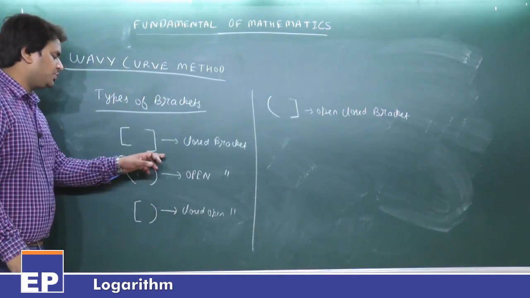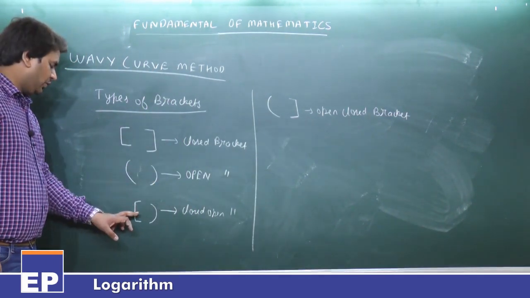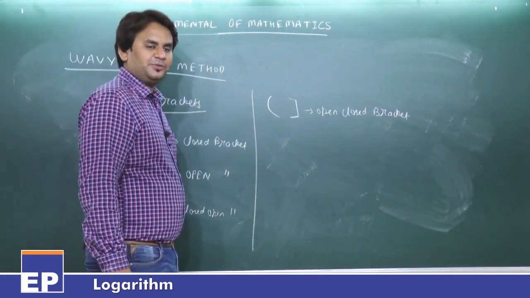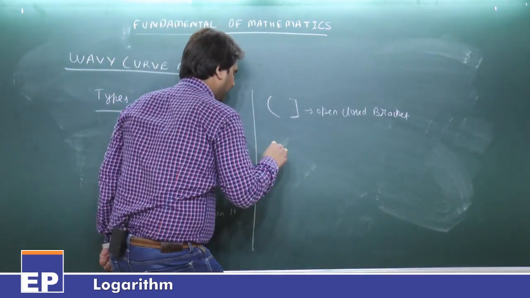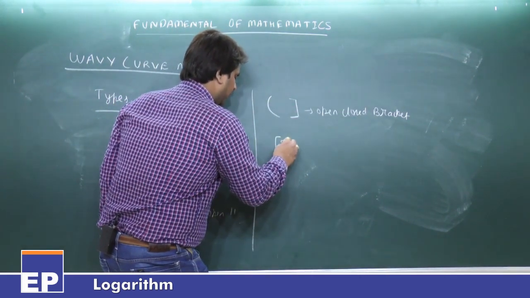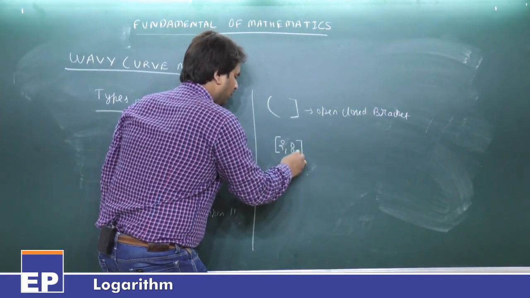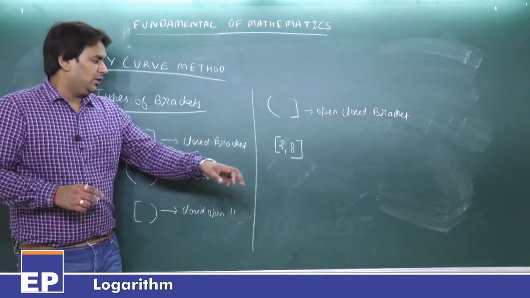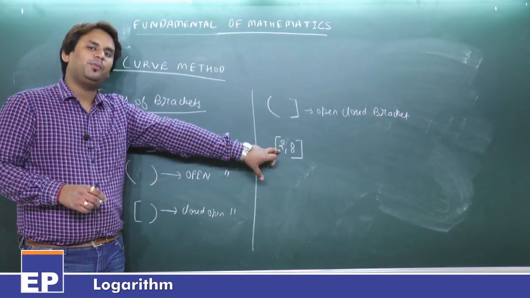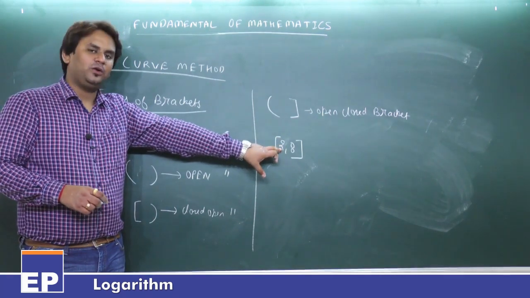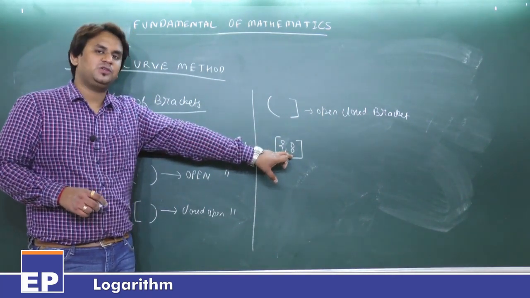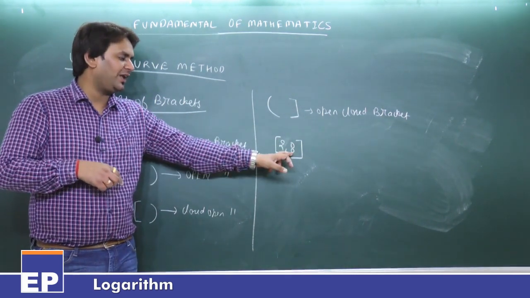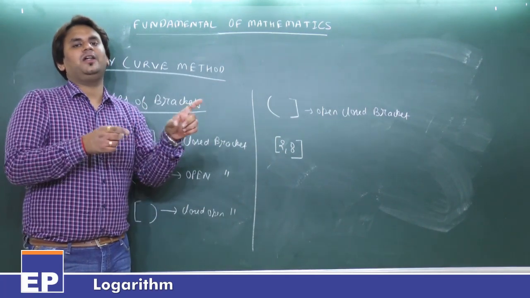So these are the 4 brackets. The first is the closed bracket, the second is the open bracket, the third is closed-open, and the fourth is the open-closed bracket. What is the significance of these brackets? Let us see. If I write closed bracket 2 to 8, what is the significance? Closed bracket means you have to include the boundary point also. If a closed bracket is applied on 2 and on 8, you have to take 2 in the solution, take 8 also, and take all the values lying between 2 and 8.